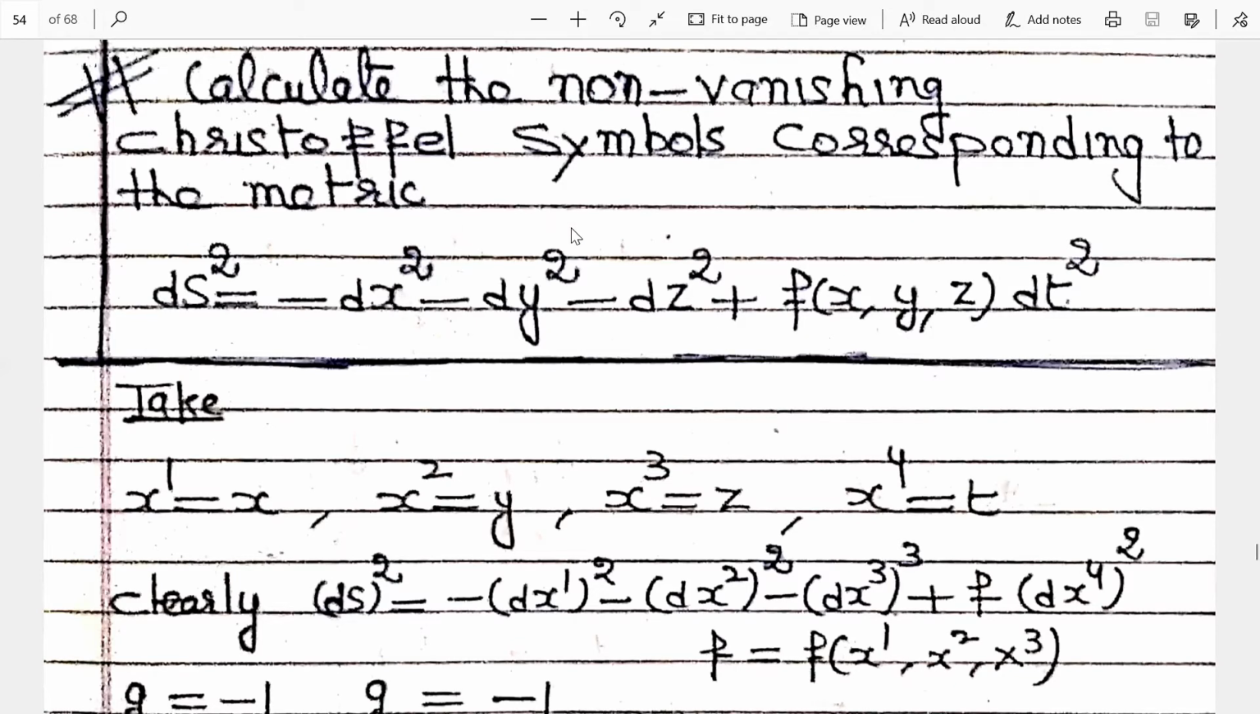And it involves the four variables x, y, z and t. So remember this, it does not contain three variables, it contains four variables and also one function. Clear? So this question is much more important and better than the previous result. Now in this case, take x1 equal to x, x2 equal to y, x3 equal to z, and the fourth coordinate x4 equal to t. Right? Now this metric is converted into this form.